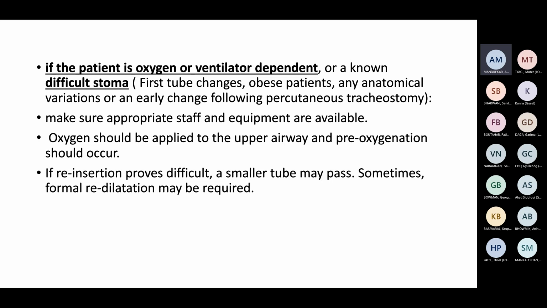This is, again, if changing the tube is complicated, for example, it's a first tube change, or it's in obese patients, or it's an early stage post-percutaneous tracheostomy. As we mentioned before, in percutaneous tracheostomies, the tract usually takes up to 10 days to be established. So we have to make sure that we, again, have the right staff, and also make sure that we go through the right steps that we mentioned just now. In case the patient is on ventilation, then we have to pre-oxygenate the patient before changing the tube. And of course, if reinsertion proves difficult, then we would need to sometimes do redilatation of the stoma and the tract.